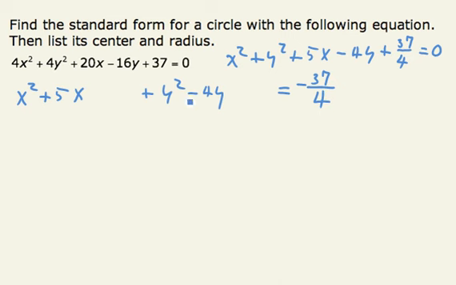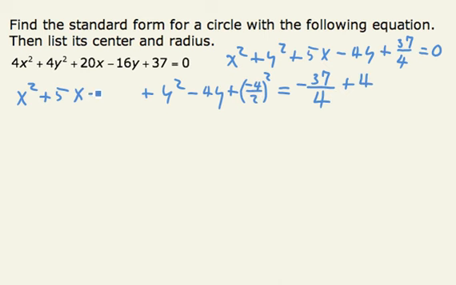Now, the process involved in these is to complete the square. And if you remember that process, I'm going to do the y squared term first. I'm going to take the coefficient of y, which is -4. I'm going to divide it by 2, and I'm going to square it. And I'm going to add that to both sides. So -4 divided by 2 is -2, squared is 4. I'm going to add 4 to both sides.